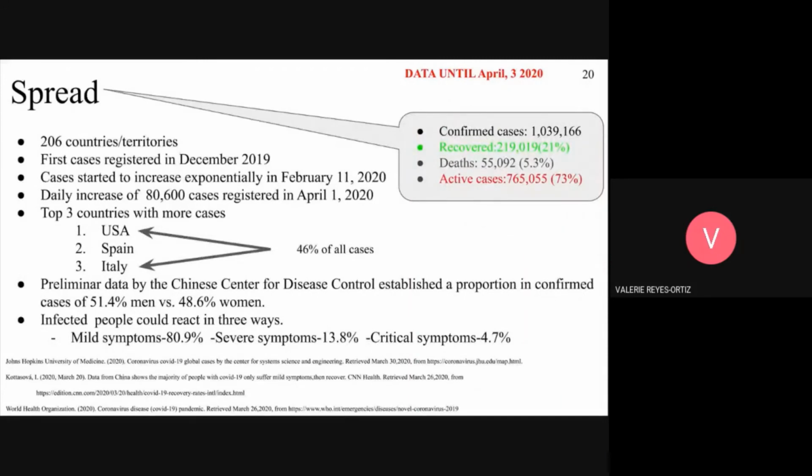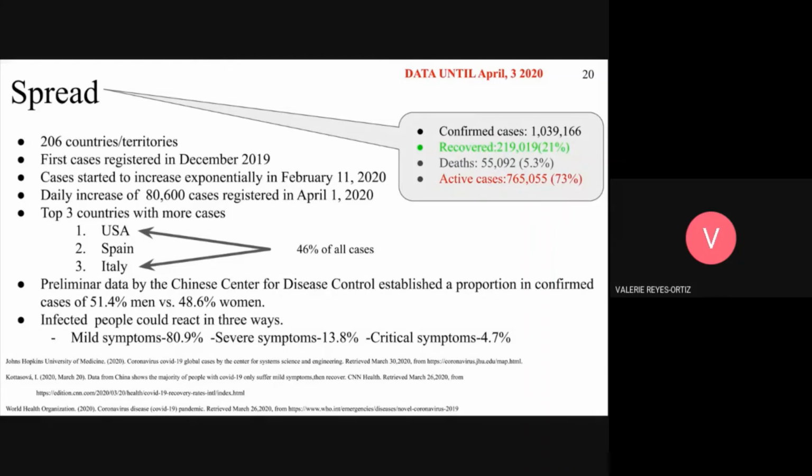So with the results of the different tests for SARS-CoV-2, we can get the data of how it has spread throughout the world. Up until today, COVID-19 has spread to 206 countries, leaving statistics such as 1,039,166 confirmed cases, from which 21% have recovered. The death rate increased this week from 4.9% to 5.3%, and there's a 73% of active cases. This all started in December 2019 when the first cases were registered in Wuhan, China.